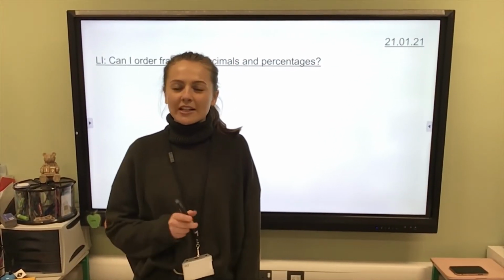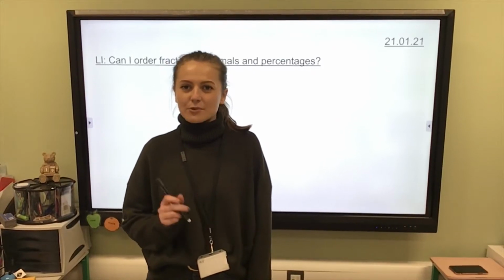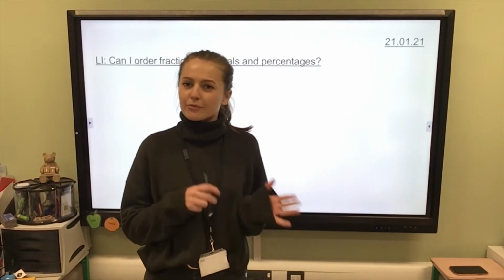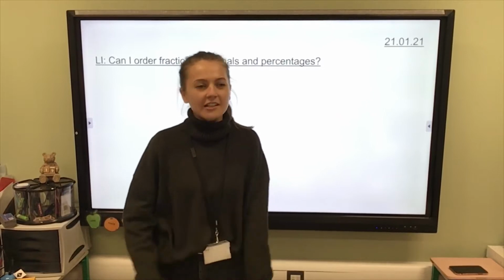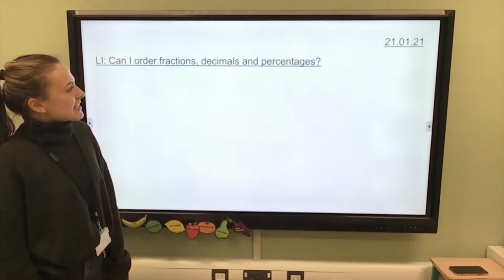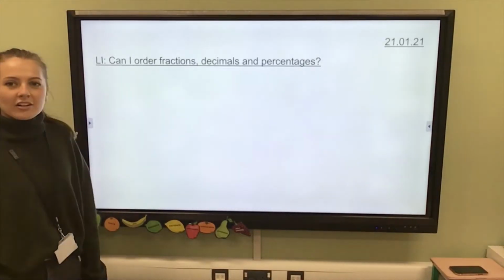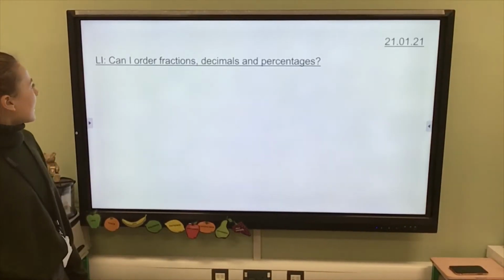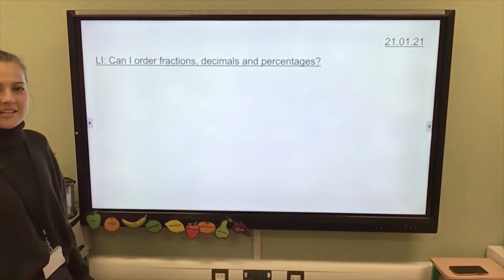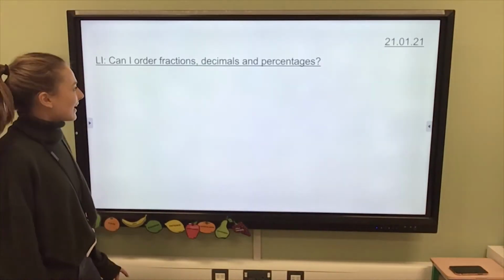Today we're going to be looking at ordering fractions, decimals and percentages. So ordering them from smallest to biggest usually. Okay, so our date today is the 21st of January, and if you'd like to take a moment to write down our learning intention, which is, can I order fractions, decimals and percentages? Okay, let's get started.